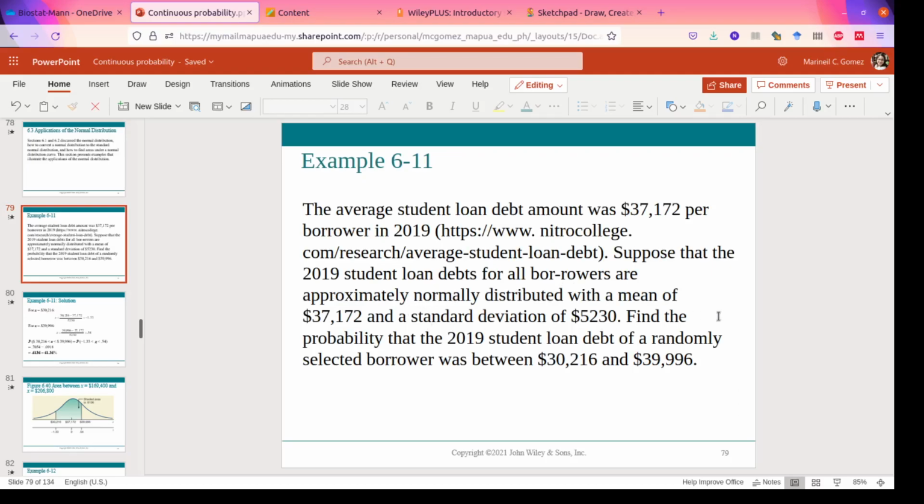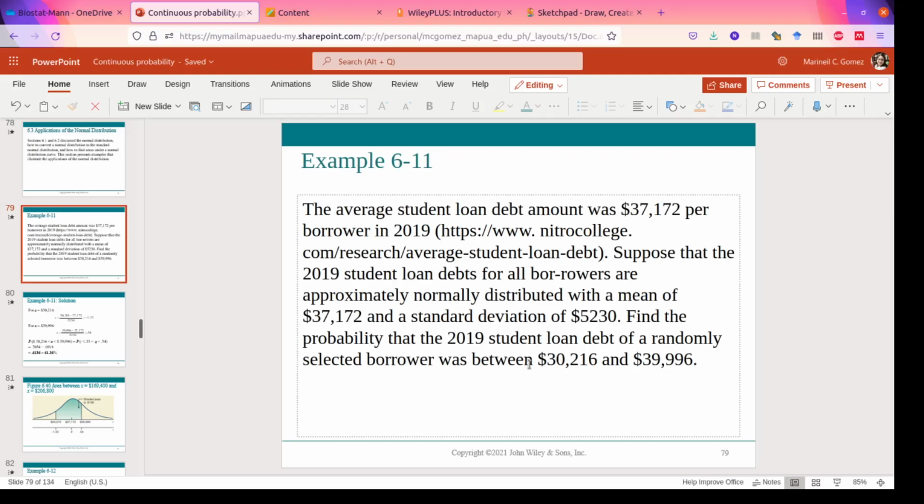When we say approximately normally distributed, the outcomes of all the probabilities can be approximated as very similar to a bell-shaped standard normal distribution curve. The mean of the student loan debt is 37,152. That's the average loan debt of students in 2019, and the standard deviation is 5,230.